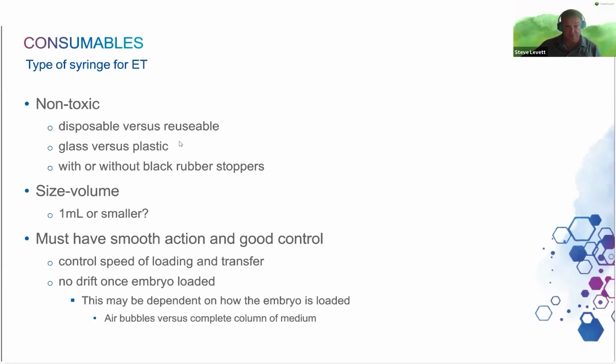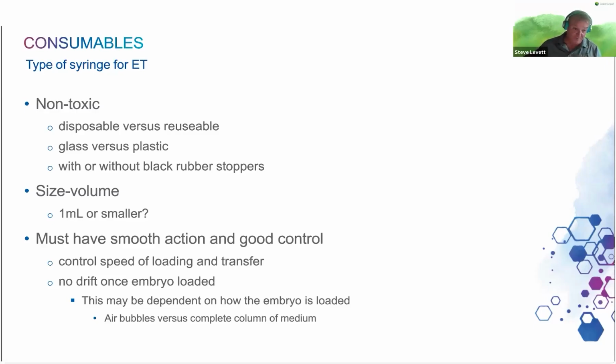We used to use Hamilton syringes, which are reusable. In the embryology lab, we really shouldn't use anything more than once. So single use, disposable material is generally better, which means plastic, not glass. And ideally without the black rubber stopper. These can be toxic, so try to avoid those. A small syringe, 1 ml or less, and it has to have smooth action.